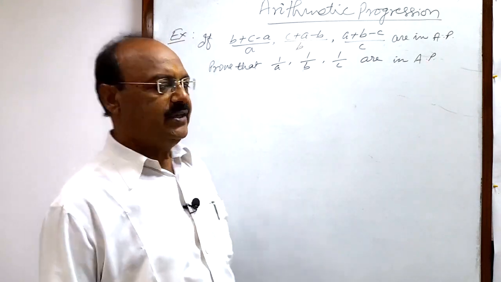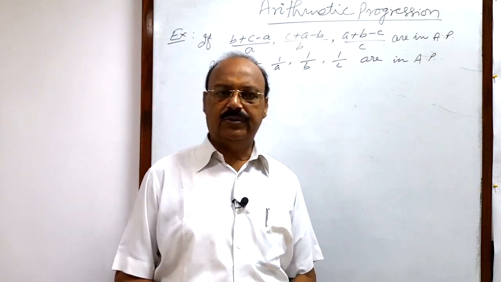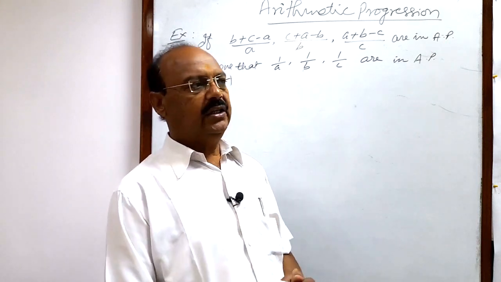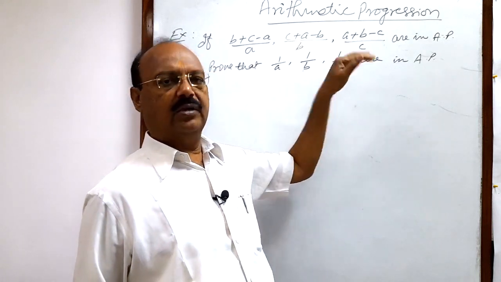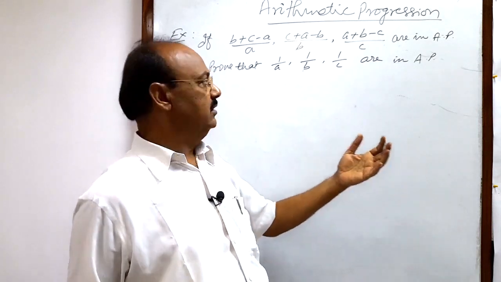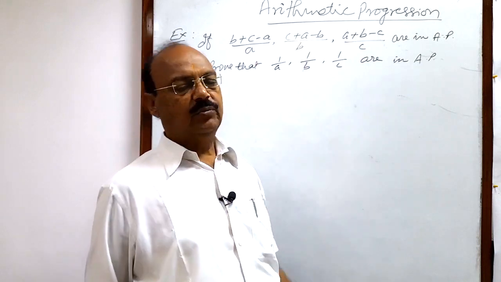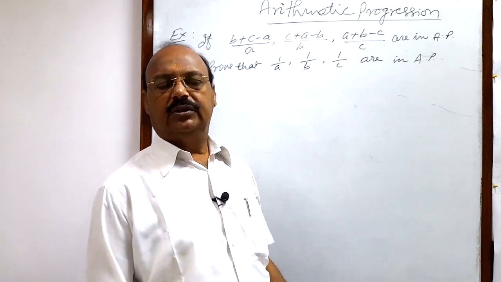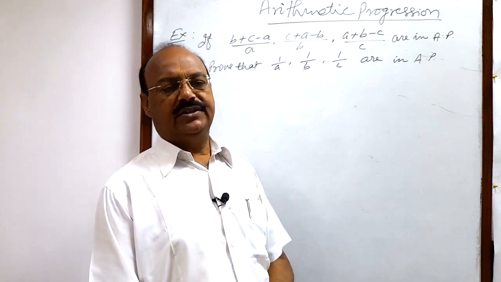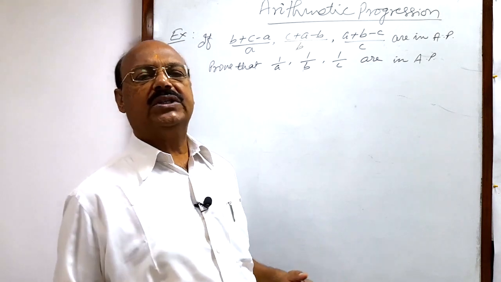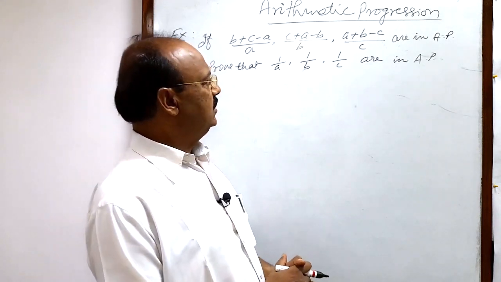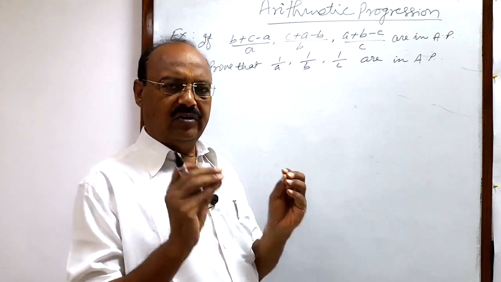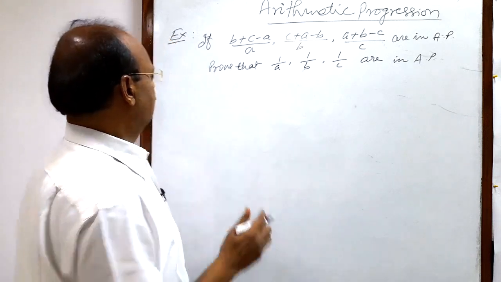As we have discussed in previous videos so many times, if some constant number is added, subtracted, multiplied or divided with the given numbers which are in AP, the property of arithmetic progression doesn't change. Means the resulting numbers will also be in AP. The question is very simple, but a very small trick is there. So let us see the solution.